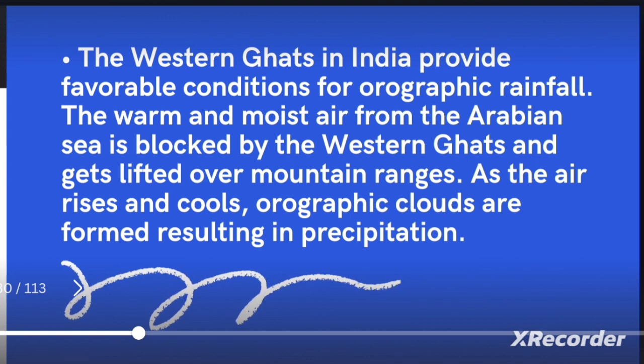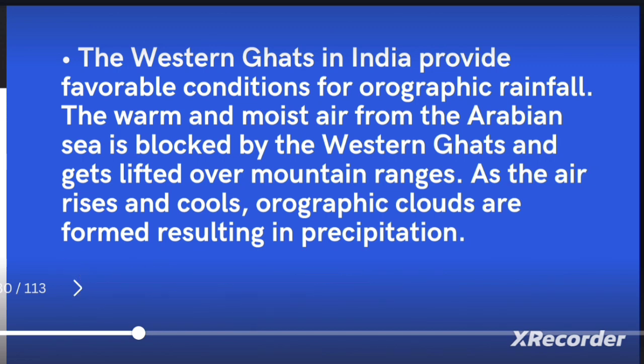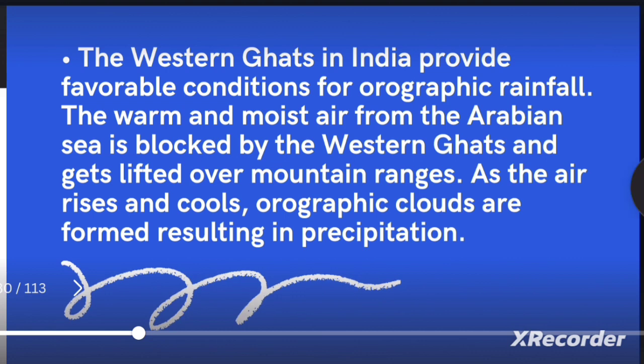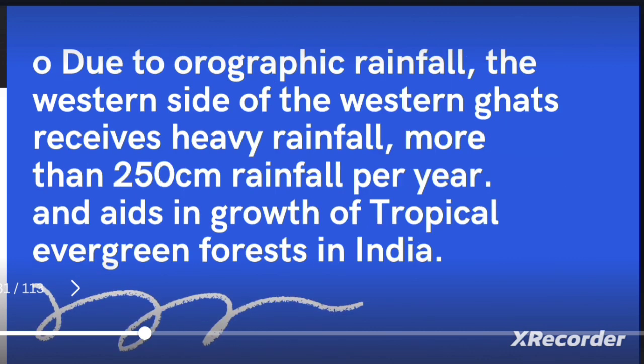The warm and moist air from the Arabian Sea is blocked by the Western Ghats and gets lifted over the mountain range. As the air rises and cools, orographic clouds are formed, resulting in precipitation. Due to orographic rainfall, the western side of the Western Ghats receives heavy rainfall, more than 215 centimeters per year, and aids the growth of the tropical evergreen forest in India.